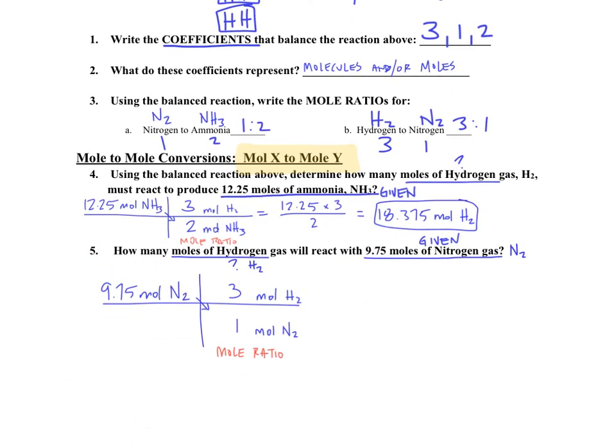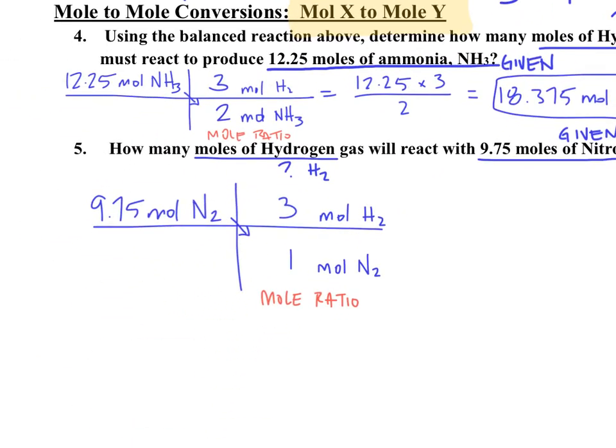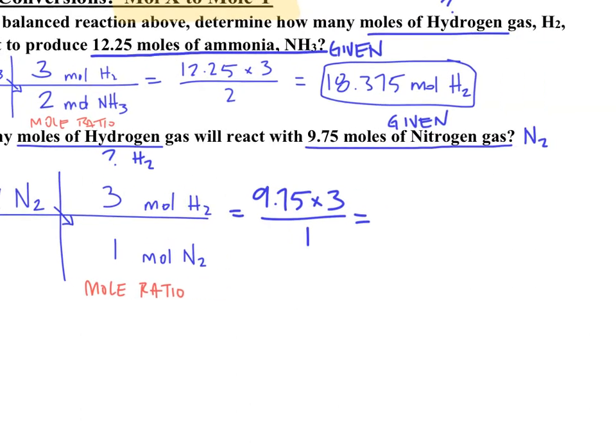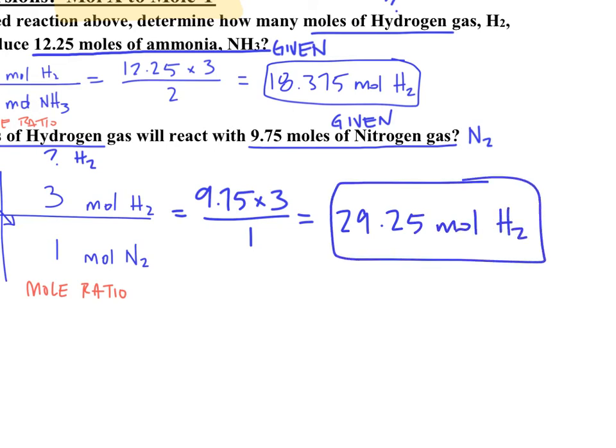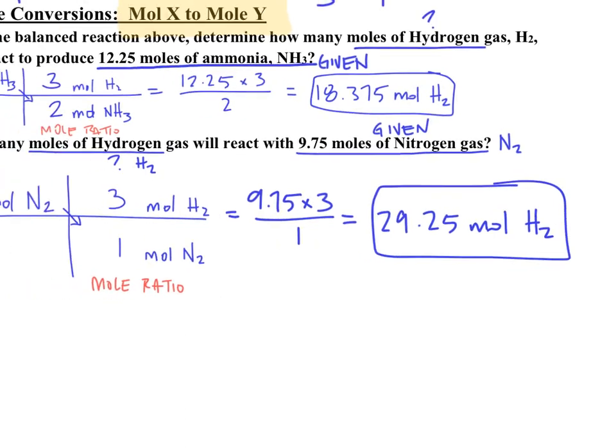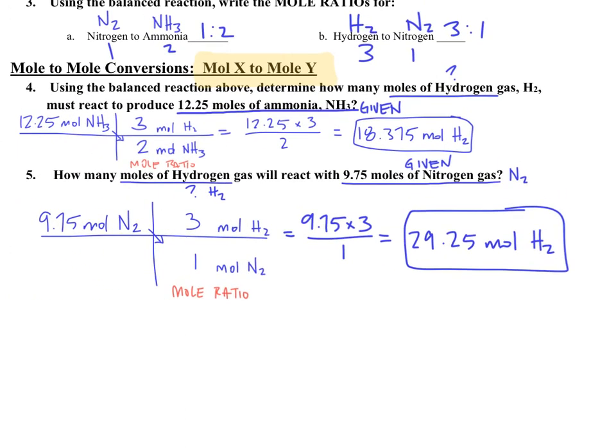Okay, so now let's calculate. 9.75 times 3 divided by 1 gives me 29.25 moles of hydrogen gas, H2. There you go. That's the extent of a mole-to-mole conversion.